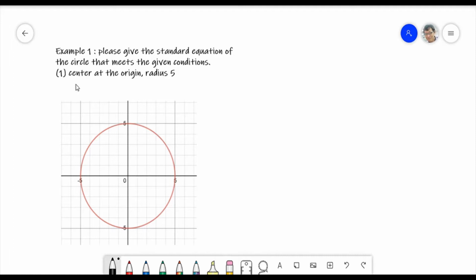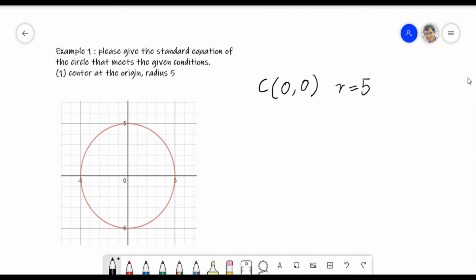What's the question here? Center at the origin, radius 5. This can be thought of as a very simple one. Let's recall what the center is here. C, of course, is at the origin, which means x and y equal 0, right? And the radius is 5, so we write the radius is 5. Now let's write the equation.